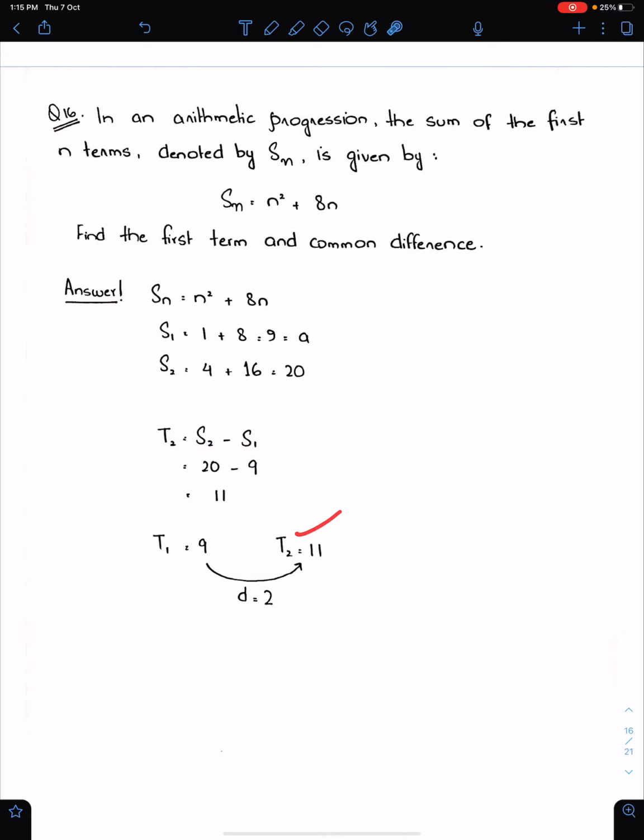After getting T2, you can easily get D. D is T2 minus T1. So this question is very simple. First get S1, then get S2, and use this formula and get T2. And D is T2 minus T1. We had to find A and D. So A is 9 and D is 2.